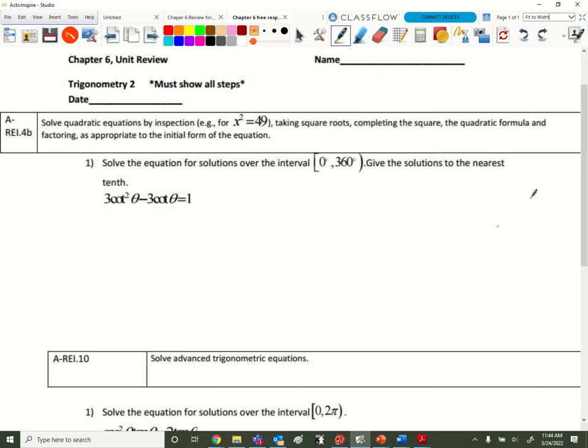Anyway, so we're going to go ahead and plug this in the calculator. Solve the equation for solutions over the interval from 0 to 360, giving the solution to the nearest tenth. So if there's a decimal, round it to 1 decimal point. 3 cotangent squared.